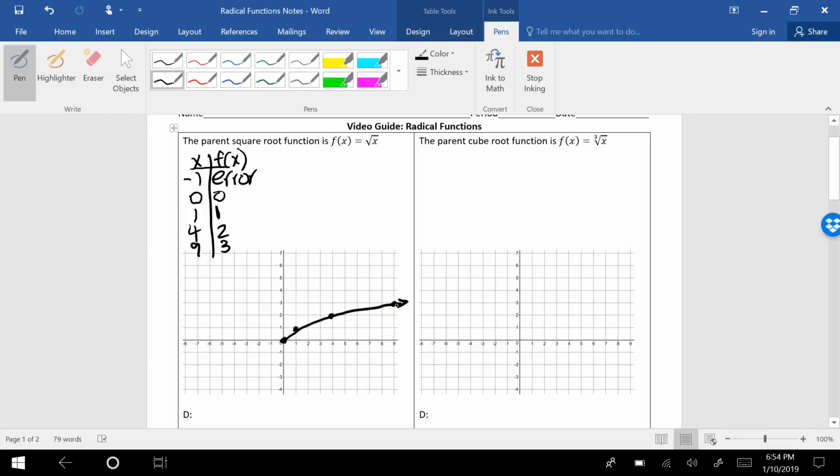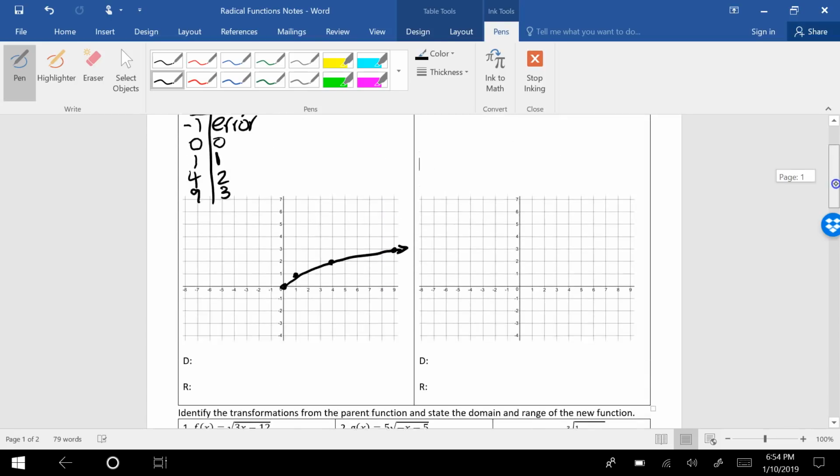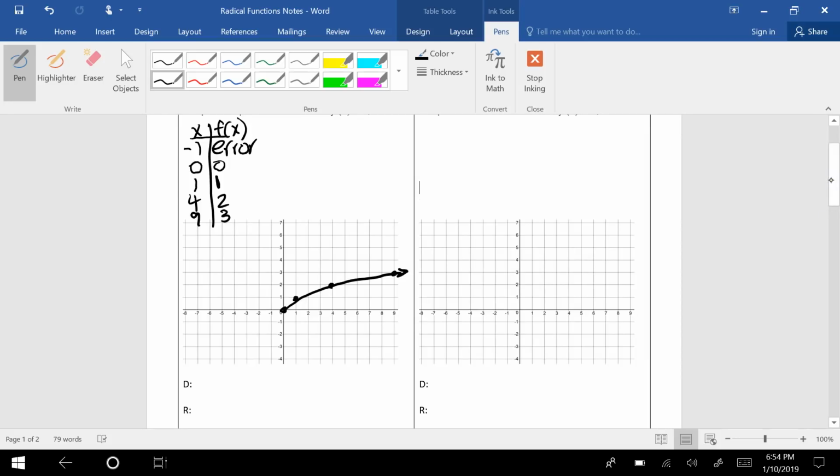So if you turn this sideways, it actually is going to be half of a parabola, but oriented sideways. So it increases more slowly than a linear function. The domain and range of this function: the domain is only non-negative x values, so we can't do the square root of anything less than 0. And then the range is only non-negative y values.